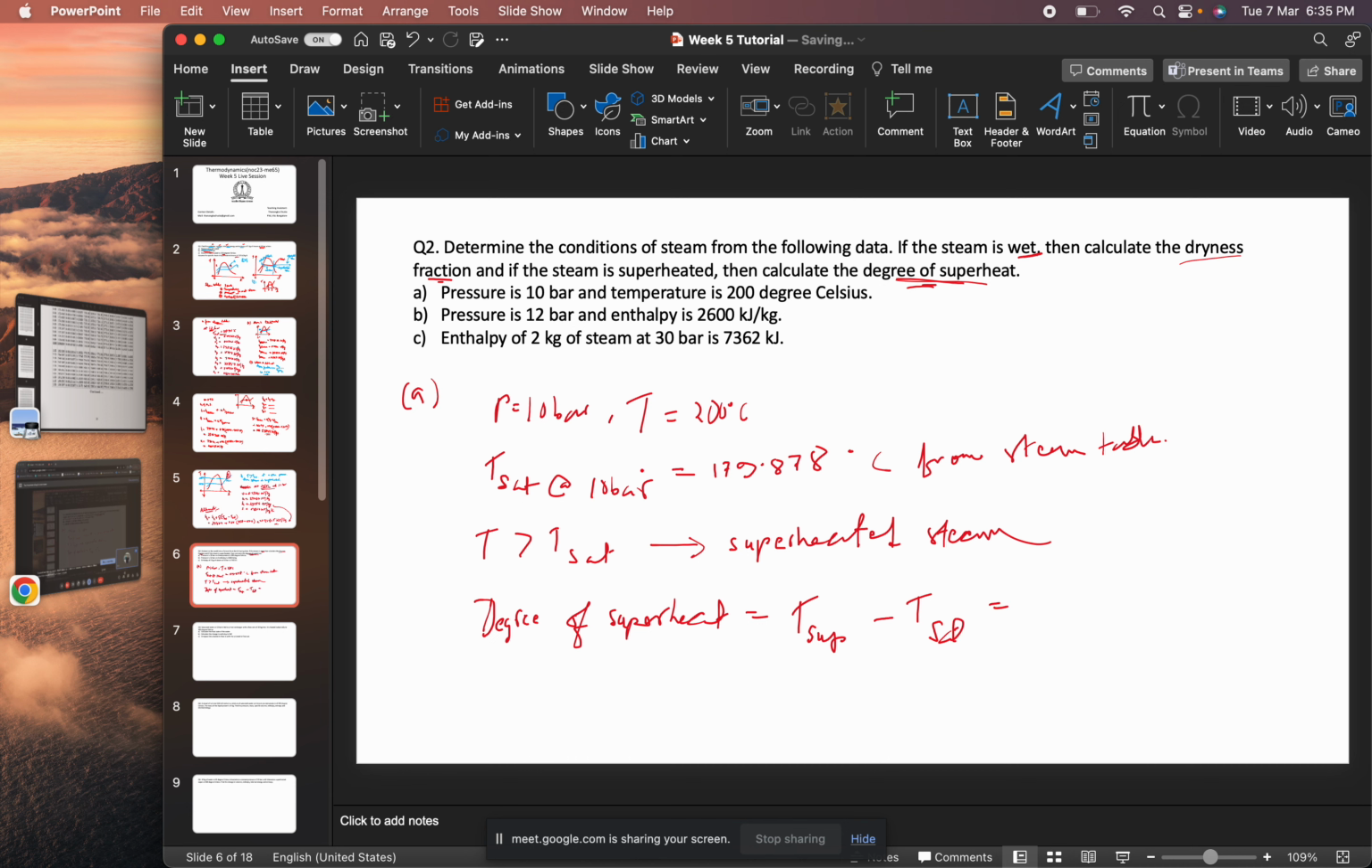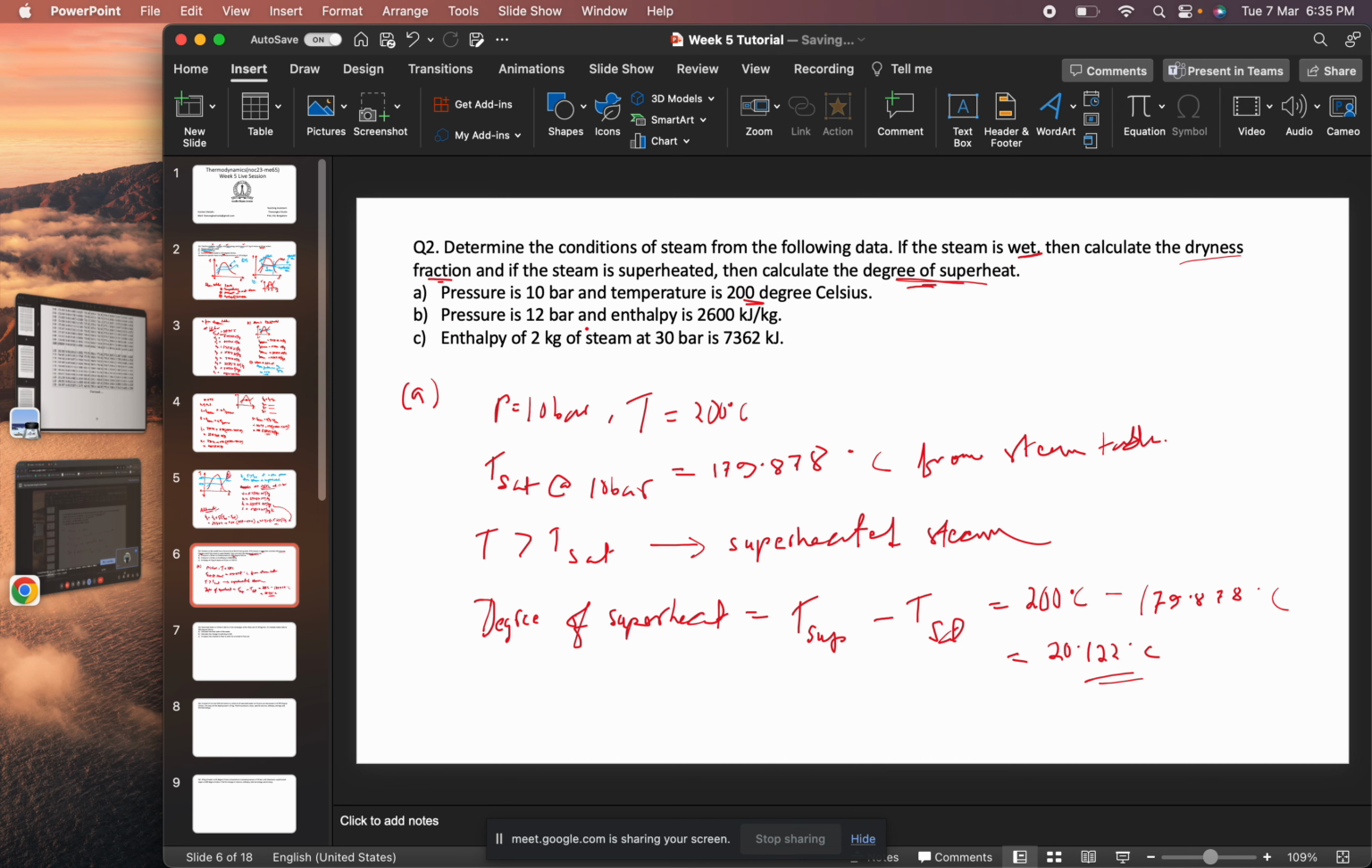My T superheated is this given temperature, that is 200 degrees Celsius, minus 179.878 degrees Celsius. So that is 20.122 degrees Celsius. This is my degree of superheat because it is in the superheated state. So this part is over.